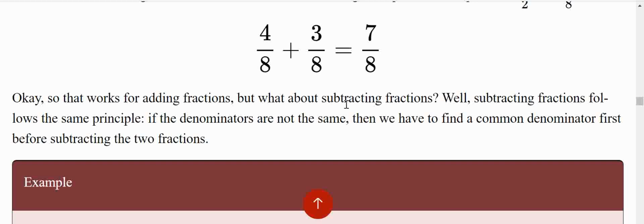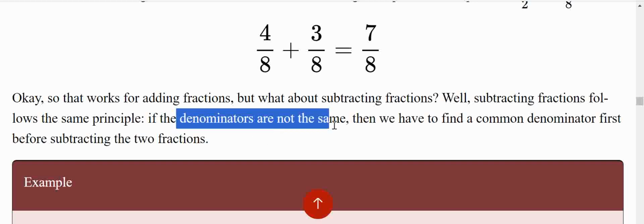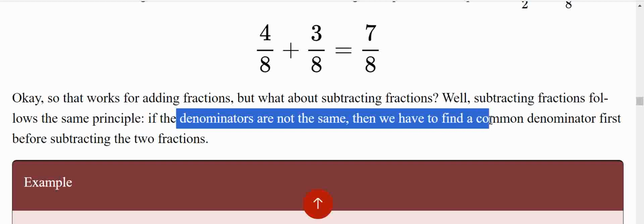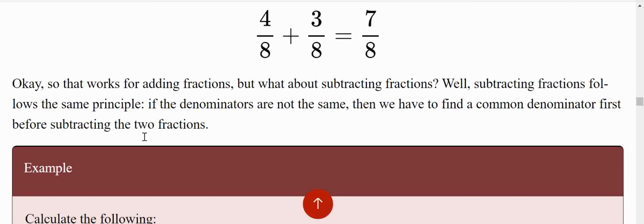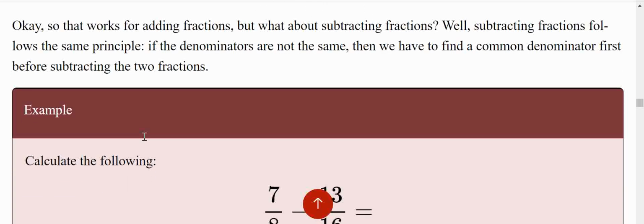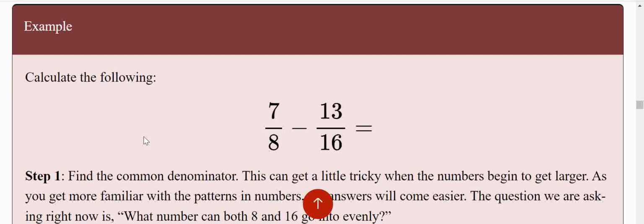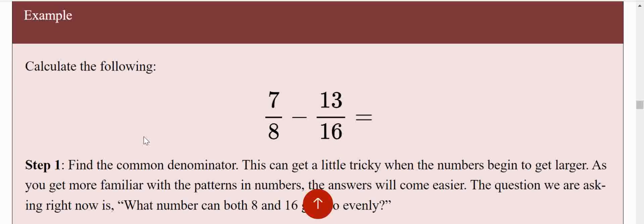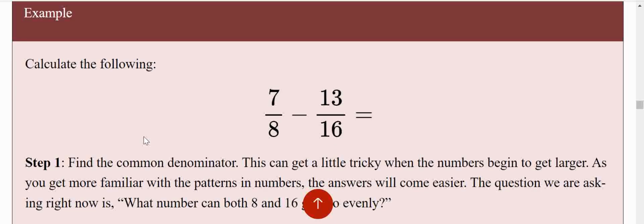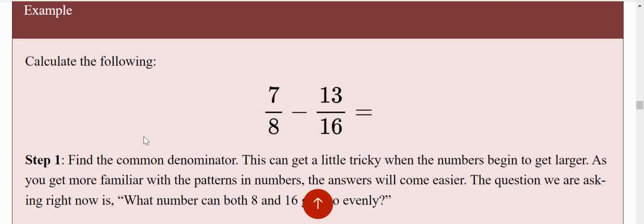But what about subtracting fractions? Well, subtracting fractions follows the same principle. If the denominators are not the same, then we have to find a common denominator first before subtracting the two fractions. Example, calculate the following: 7 over 8 minus 13 over 16.